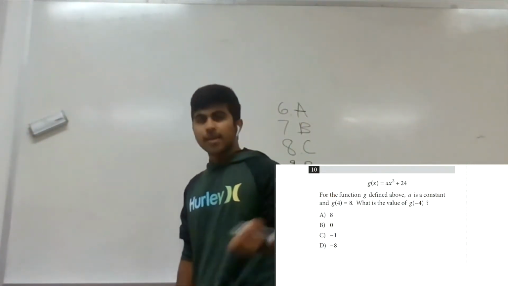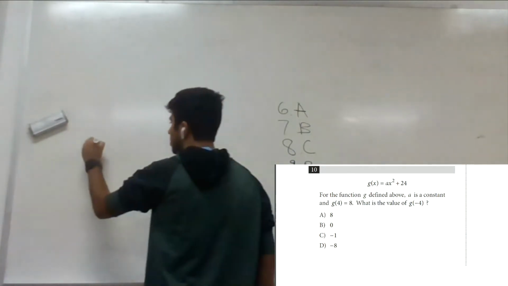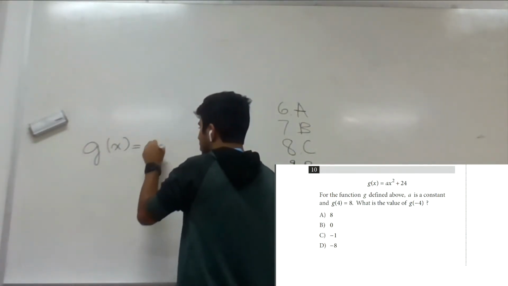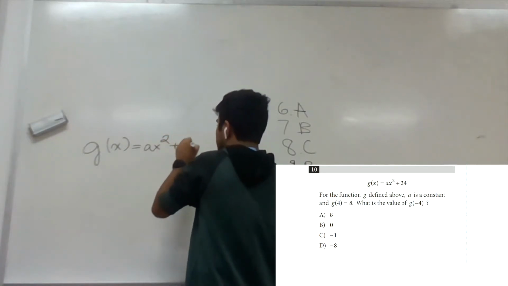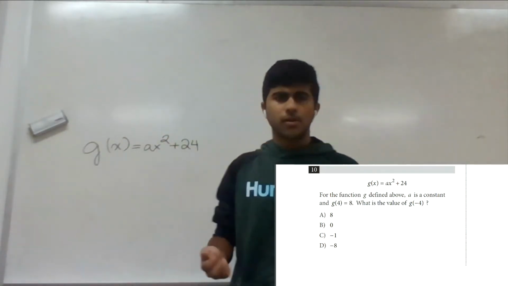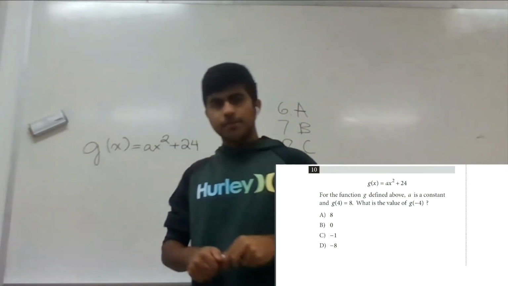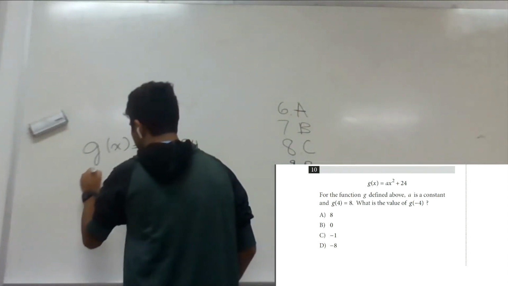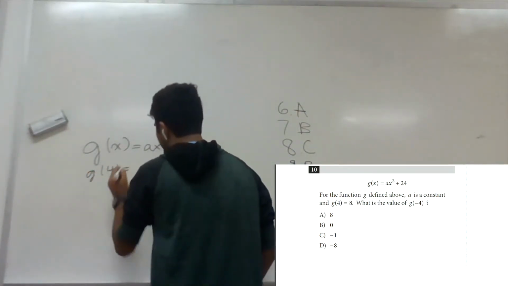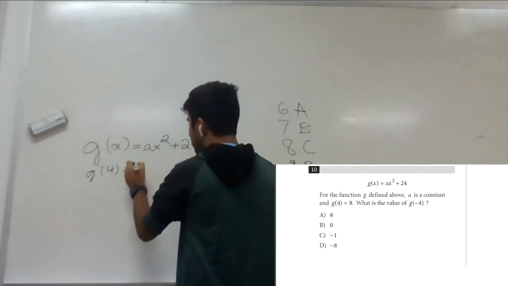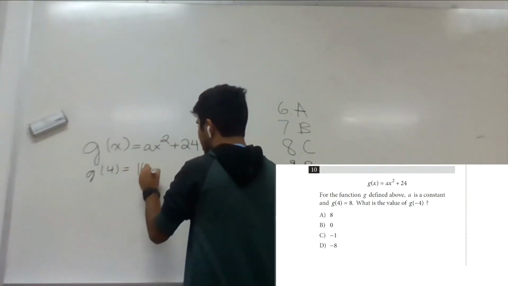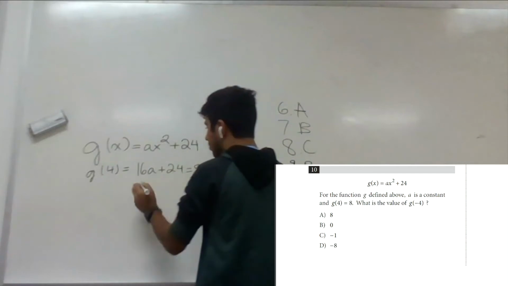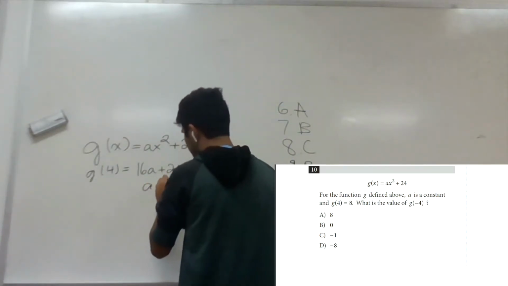Okay, so g of x is going to be ax squared plus 24, and g of 4 equals 8. Okay, so I plug 4 in. Then I get 4 squared, so that's just going to be 16a plus 24, which is going to equal 8. And then you can find that a is negative 1.